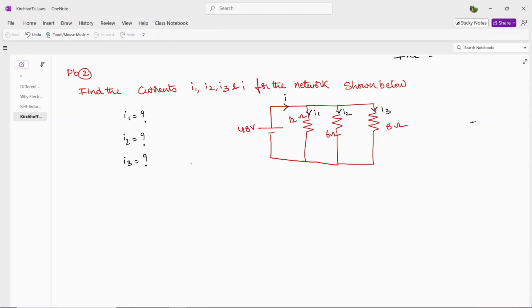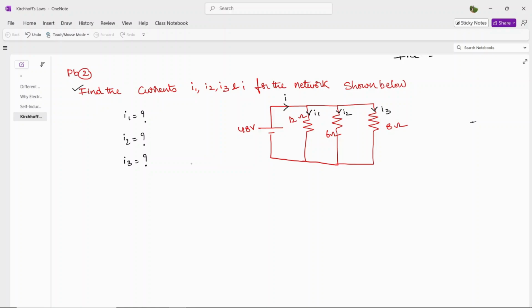Today we are going to find the solution for this problem. The problem given is a 12 ohm resistor, 6 ohm resistor and 8 ohm resistor connected in parallel. We need to find out I1, I2, I3. So how to find out I1, I2, I3? It's very simple.